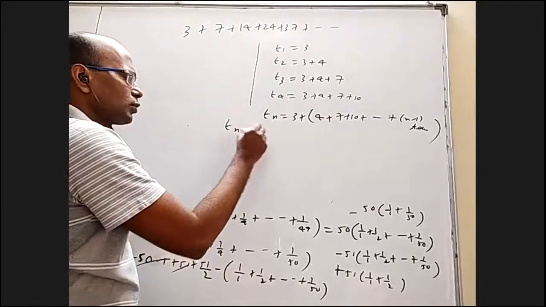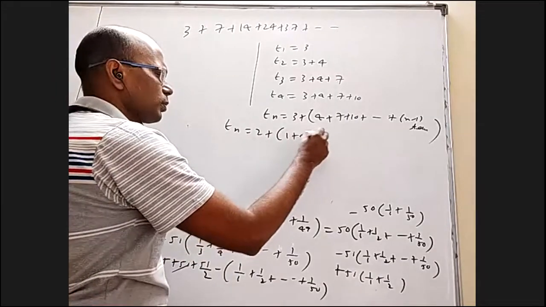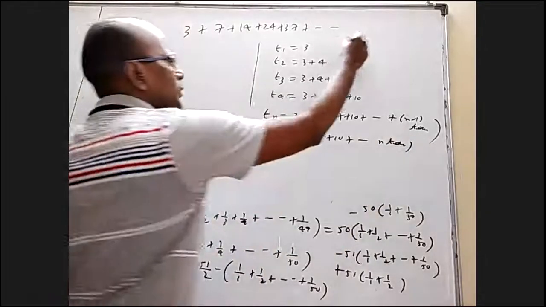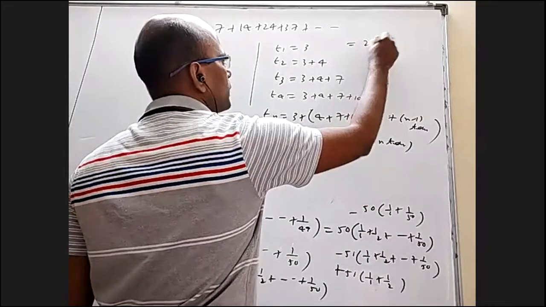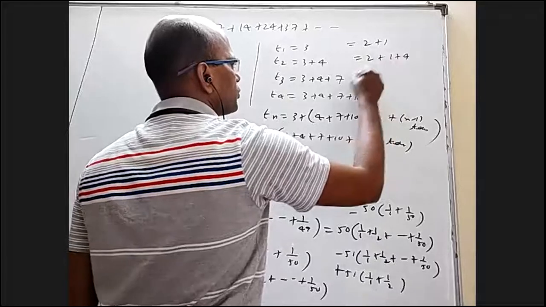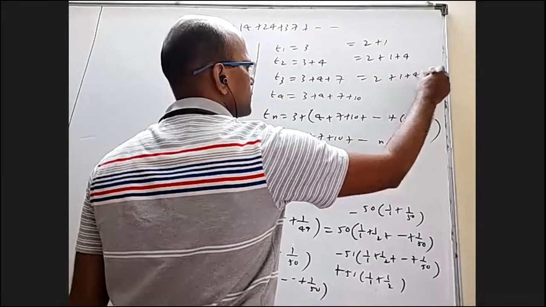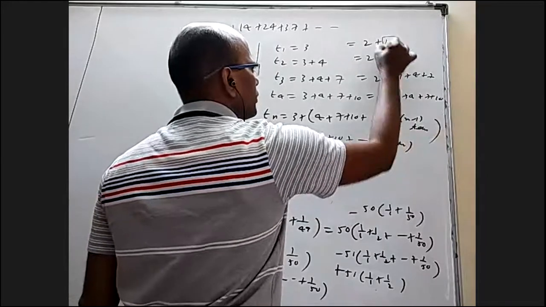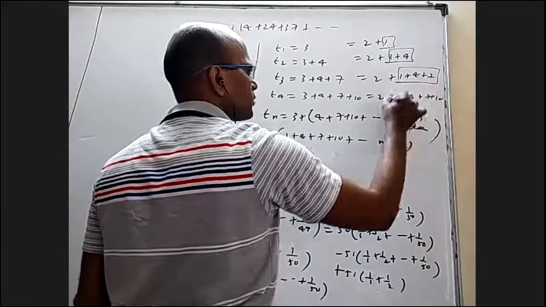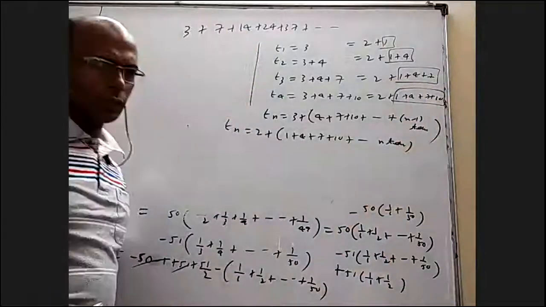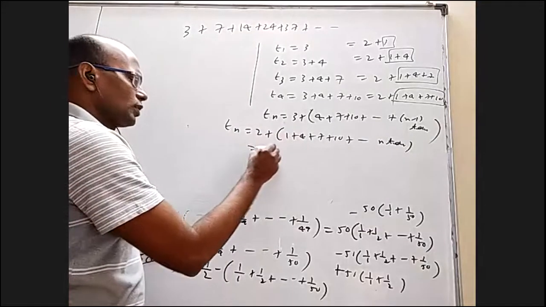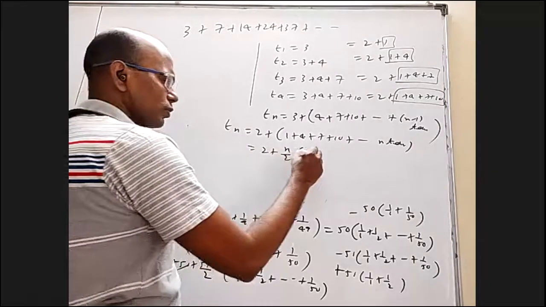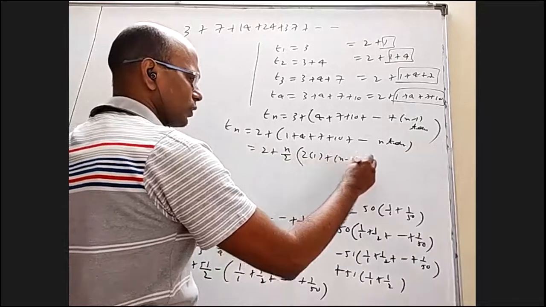You can also write 2 plus 1 plus 4 plus 7 plus 10, and so on up to n terms. Right here, somebody can write this 3 as 2 plus 1, 2 plus 1 plus 4, 2 plus 1 plus 4 plus 7, 2 plus 1 plus 4 plus 7 plus 10. This is one term of AP, these are 2 terms of AP, these are 3 terms of AP, these are 4 terms of AP. Like that, these are n terms. So that itself gives the sum of n terms formula: n by 2 into 2a, 2 times 1 plus n minus 1 into common difference 3.